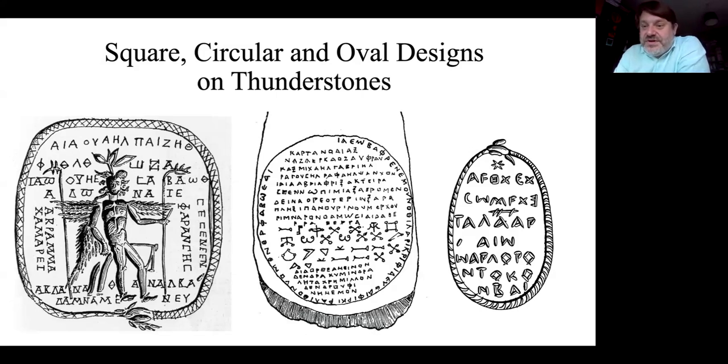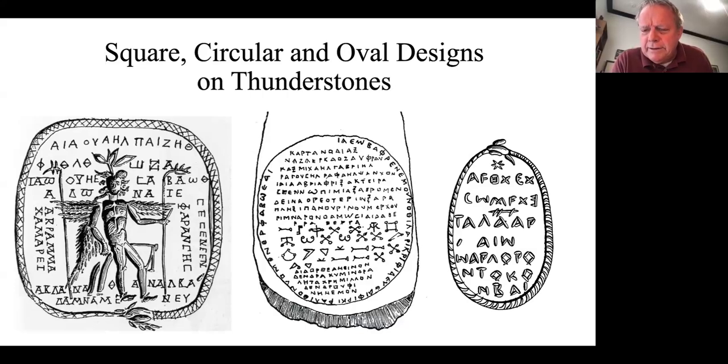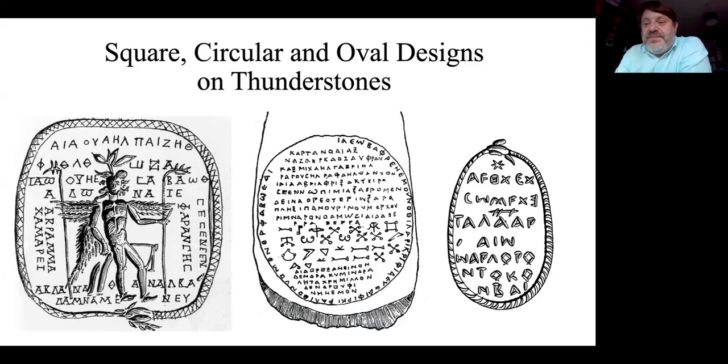Thank you, Chris, for this wonderful talk. Is it possible to establish a pattern between the material, the thunderstone, and the iconographic and epigraphic motifs engraved on it, aside from the fact that most of the motifs are Egyptian? Say that again. So is it possible to establish a pattern between the material, the thunderstone, and the iconographic and epigraphic motifs engraved on it, aside from the fact that most of the motifs are Egyptian?